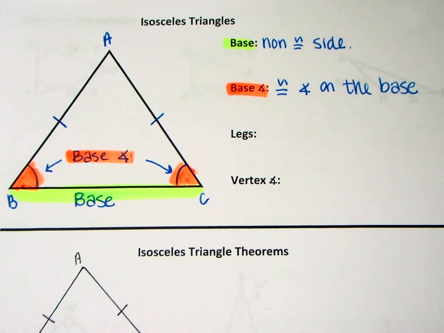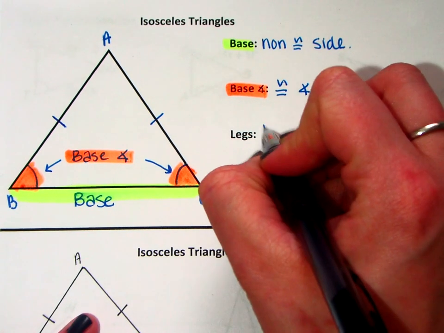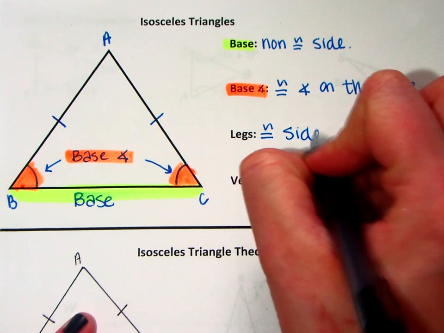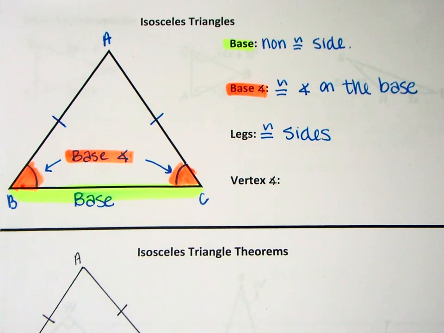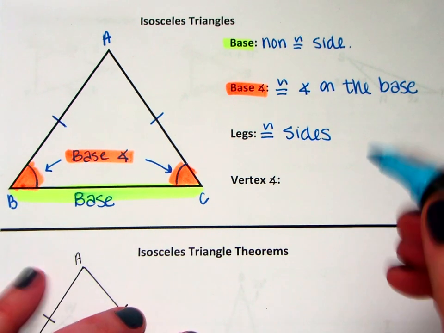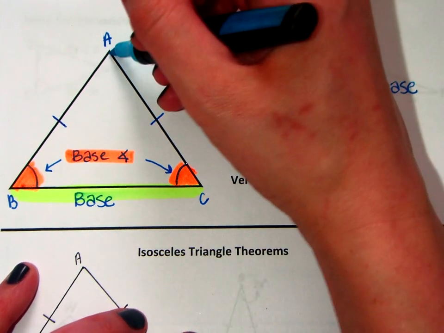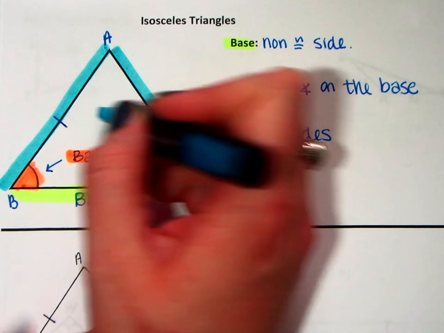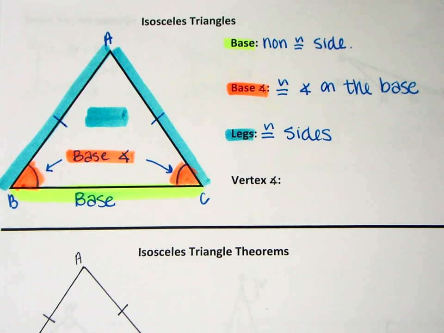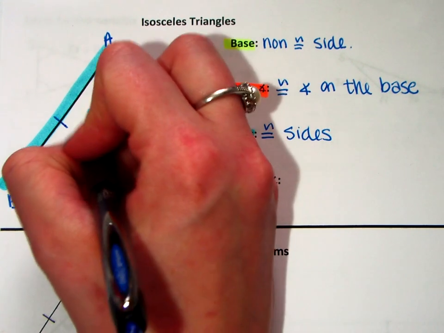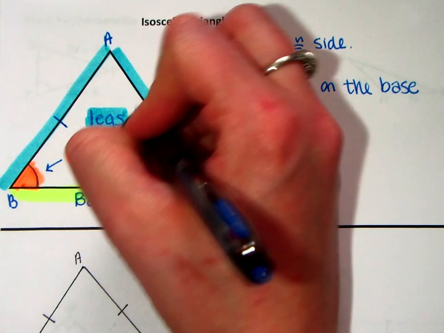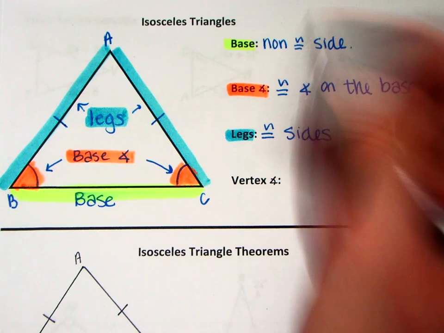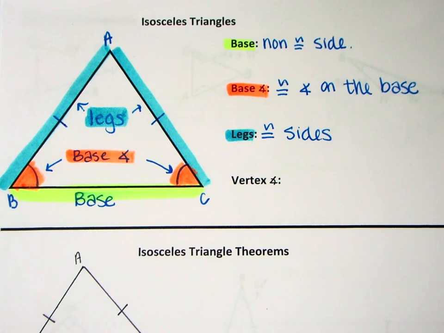Next, we come to the legs, and the legs are the congruent sides in your triangle. So looking at your picture, the first congruent side would be AB, and side AB is congruent to side AC. Those are called legs. The legs are the congruent sides.